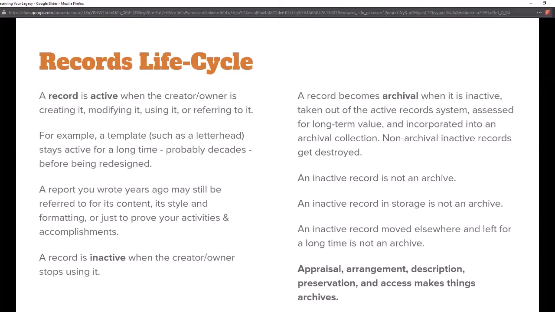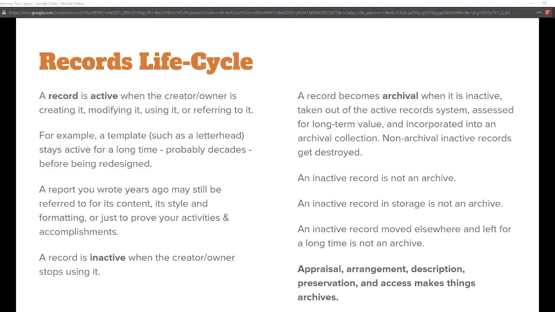So records have a life cycle, and there is record death, and we're going to talk about that as well. So records are considered to be active, or, if you want to say alive, that's fine too. Records are active at the moment of creation, when you're using them, when you're modifying, when you're referring back to them because you want to see how you did something last year, that sort of thing. That's an active record, when it's still being useful to the creator or the owner.